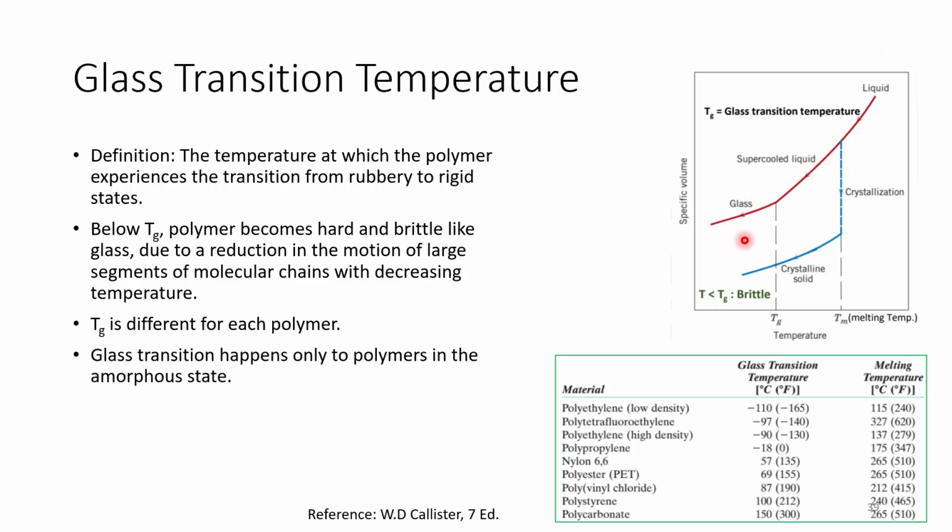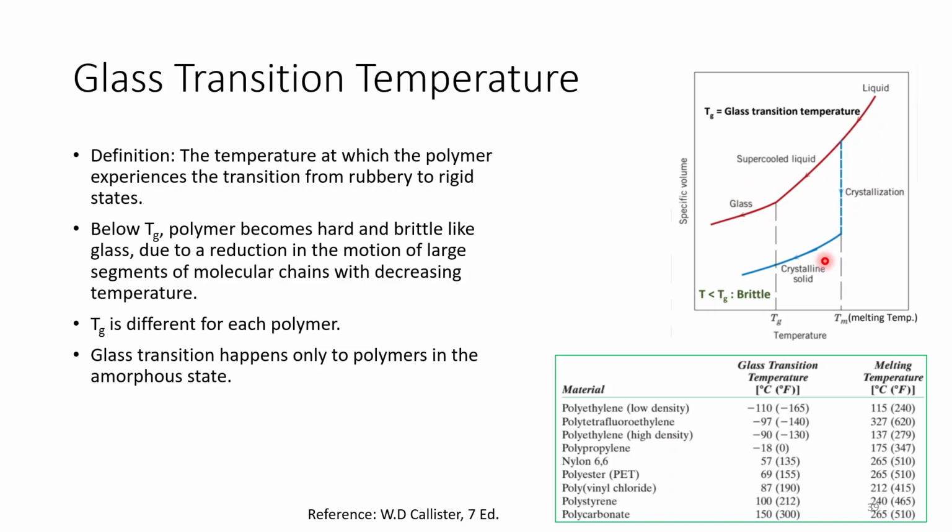Here also you can see if you are heating and cooling your material, then it should follow one particular path rather than both of these paths. So there is glass transition temperature that is shown here, and then you have supercooled liquid, then you have formation of glass.